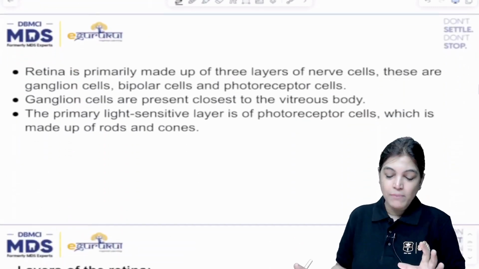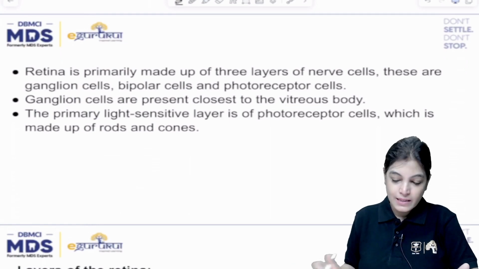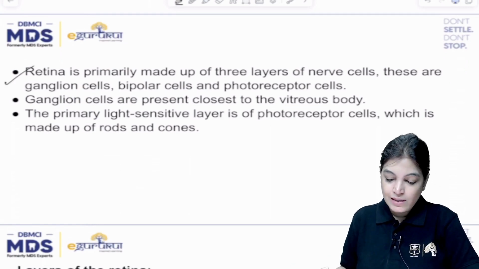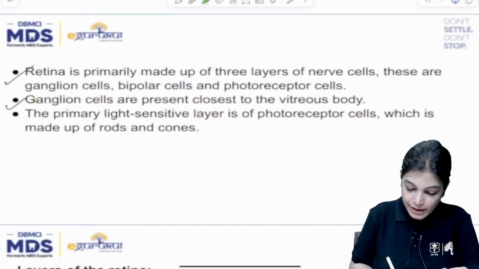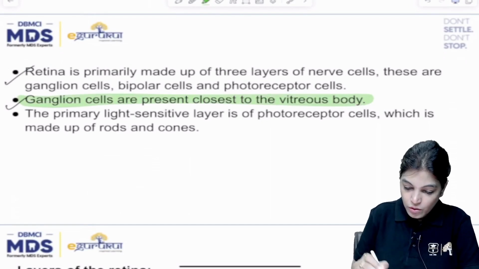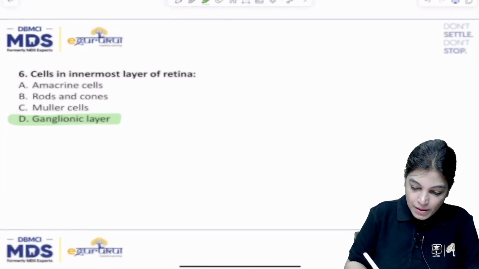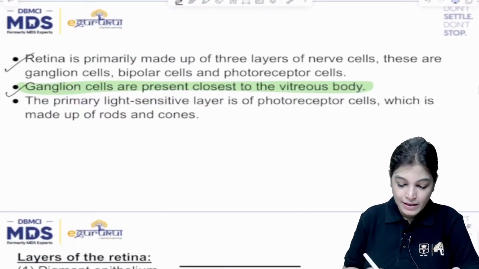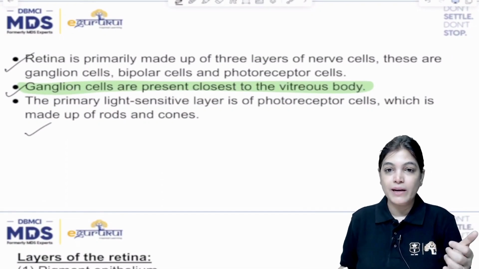So, retina is primarily made of 3 layers of nerve cells. They are ganglionic cells, bipolar and photoreceptor cells. If we talk about ganglionic cells, ganglionic cells are present very close to the vitreous body, and so only I told you ganglionic cells are the right answer. The primary light sensitive layer is photoreceptor cells, which is made of rods and cones.